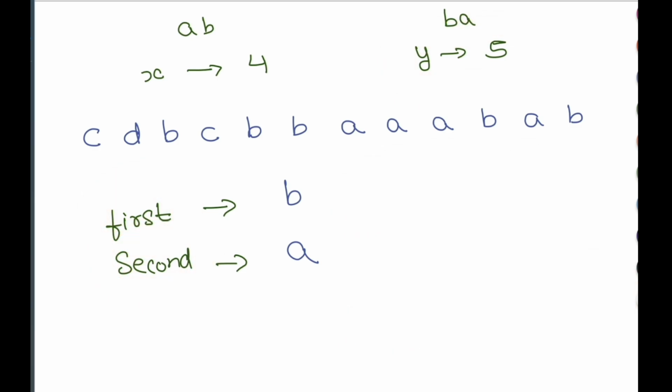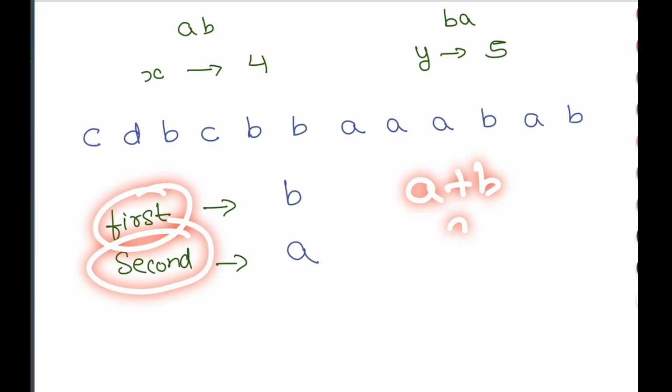So programmatically, when I am removing the substrings for the first time, that is first plus second, which is BA in this case, I will be adding Y points. Secondly, when I perform the operation and remove the substring second plus first, that is A plus B, which is AB, in that case, I will gain 4 points, right?